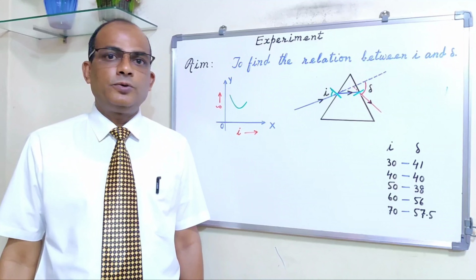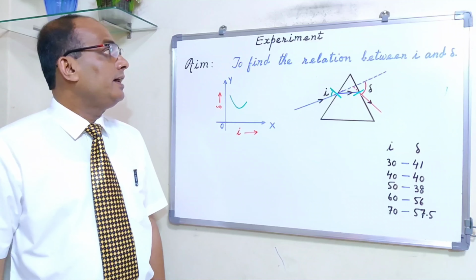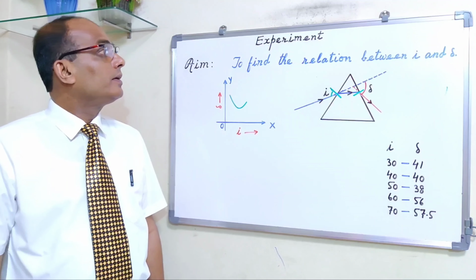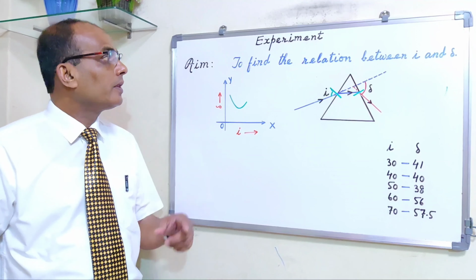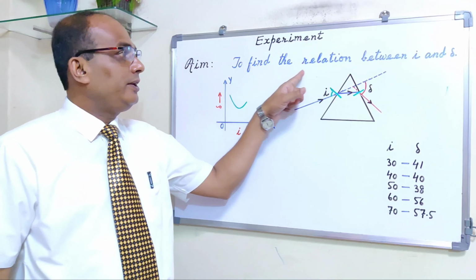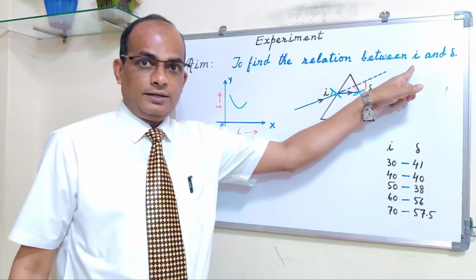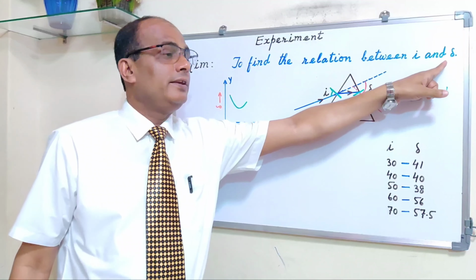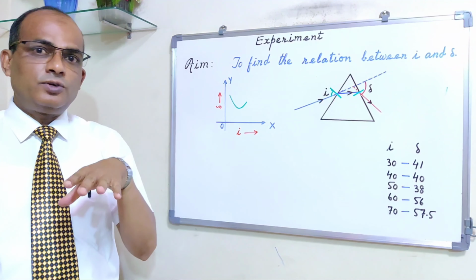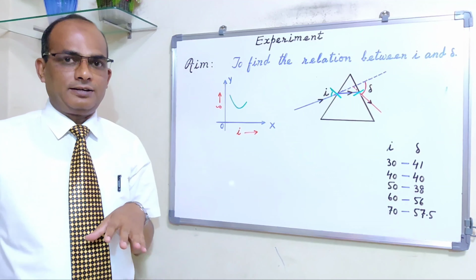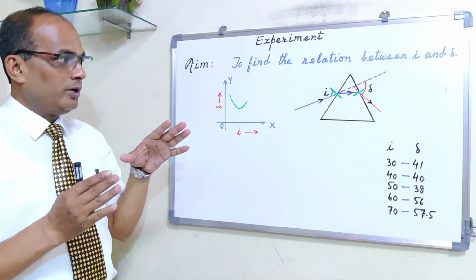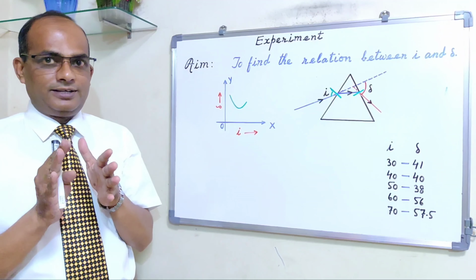And welcome to the ICSE Physics Practical Experiment. Aim is to find the relation between I, the angle of incidence, and delta, the angle of deviation. So today I'm going to actually perform the practical, and I'm going to find out a relation between I and delta.